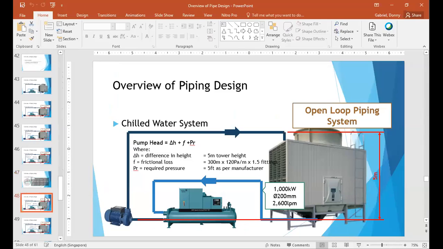Okay, ayan. So, on the chilled water, condenser water side tayo. So, this is the condenser water side. So, sa pagkuha ng pump head, you need 3 parameters. First is your difference in height. Second, yung frictional loss. And third, yung pressure requirement ng equipment. Okay? So, yung 5 meter height, since ang fluid natin ay water, we could easily convert 5 meters of water pressure into bar. So, nako-convert yun.